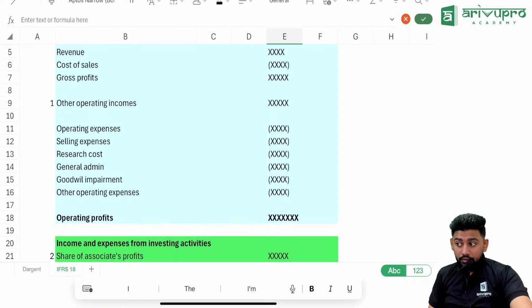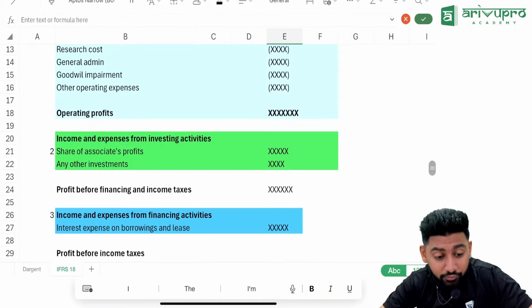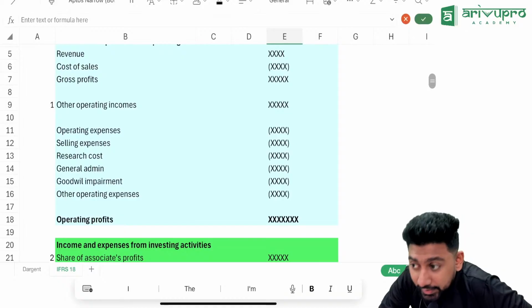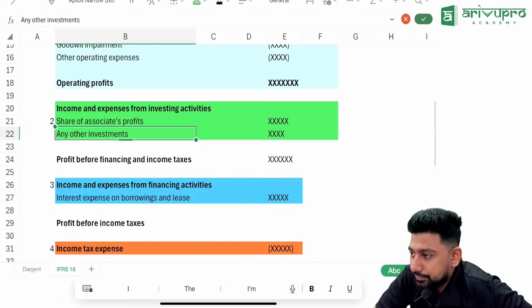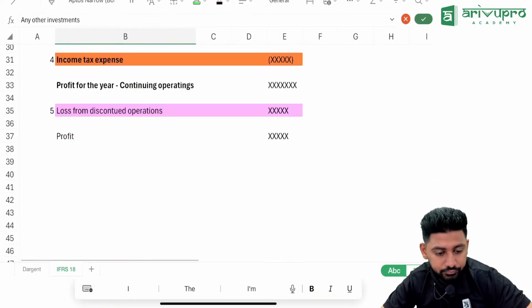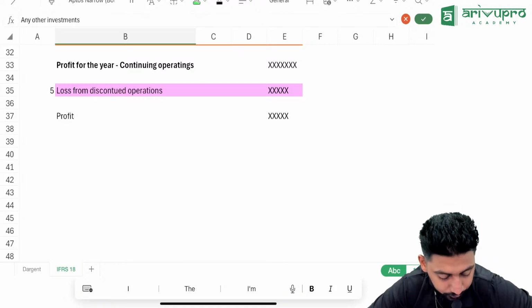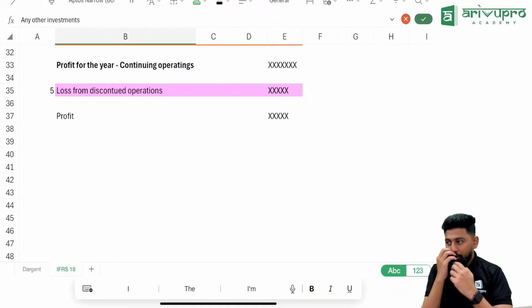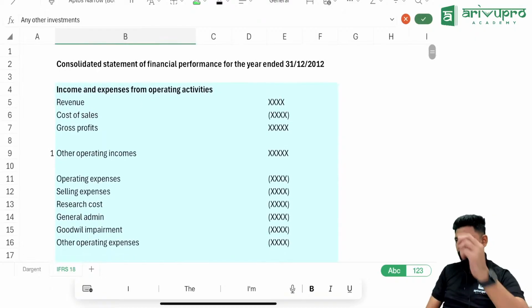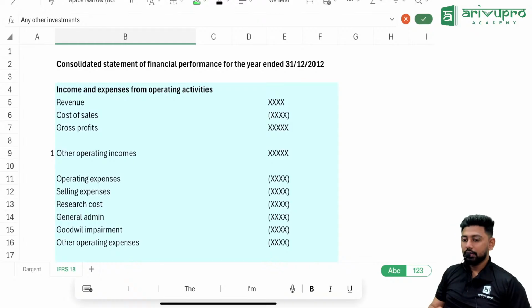If you have any gains on disposal, generally your examiner will tell you, but since you have sold, we can bring it under investing. Are we clear? Or non-current assets which we have sold. Okay, now primarily all your answers have to come under these headings. We will see how to work around the question under these headings. For the OCI thing, other components, I am coming there.